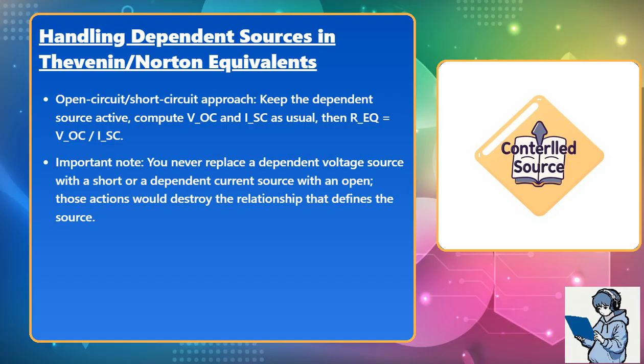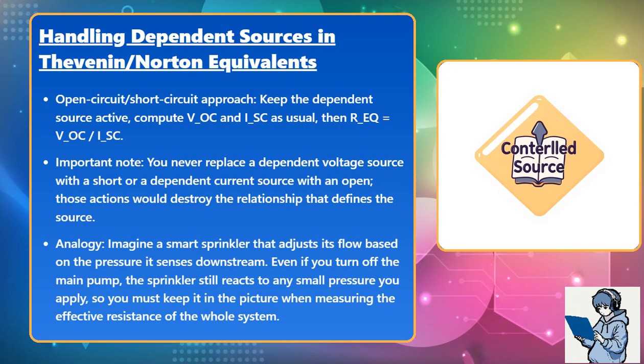Important note: you never replace a dependent voltage source with a short or a dependent current source with an open, because those actions would destroy the relationship that defines the source. Analogy: imagine a smart sprinkler that adjusts its flow based on the pressure it senses downstream. Even if you turn off the main pump, the sprinkler still reacts to any small pressure you apply, so you must keep it in the picture when measuring the effective resistance of the whole system.